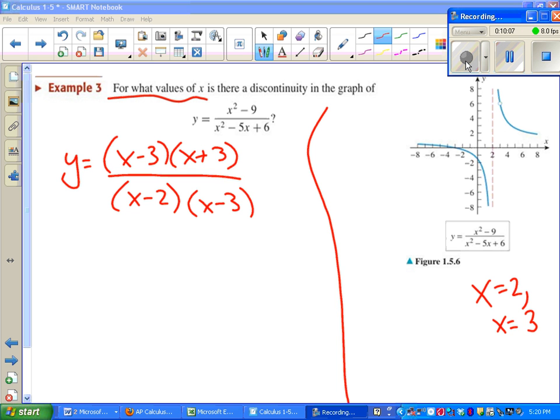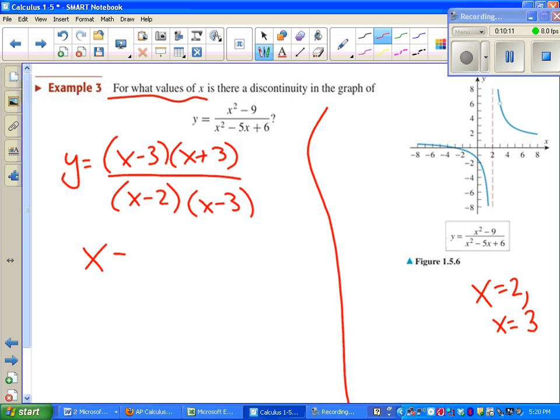Our theorem on the previous slide said we're not continuous anywhere where the denominator is 0. That happens at 2 and 3. We don't even have to know where the hole is and where the asymptote is to tell where the discontinuities are. Yes, we should know that there's a hole at x equals 3. Yes, we should know there's an asymptote at x equals 2. But to answer this question, we don't have to figure all that out. We don't have to draw the graph.